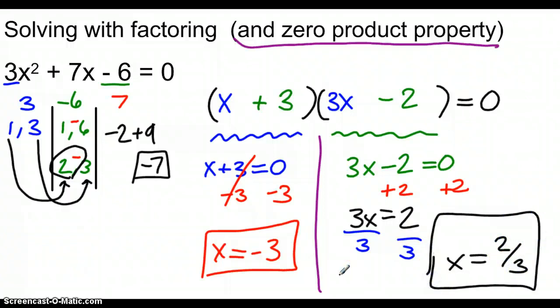These are our x-intercepts. Same answers we would get if we did this with the quadratic formula or completing the square. So all along the same family of just solving quadratics, this was the factoring and zero product property method.